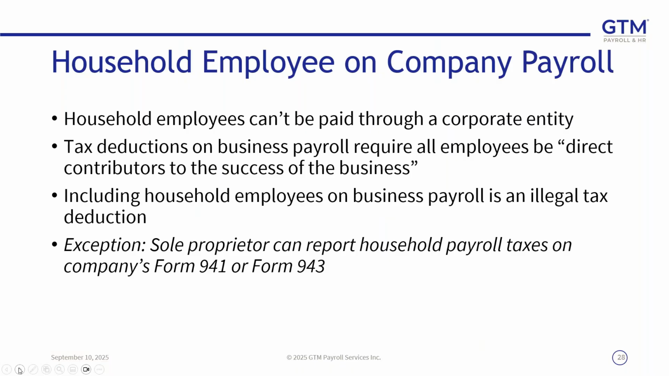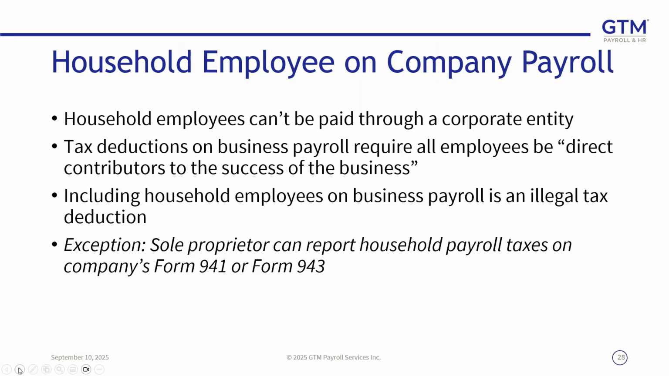So we mentioned earlier that families may try to classify their employees as independent contractors to avoid their tax obligations. Another way to avoid their responsibilities is to put a nanny or senior caregiver on company payroll, and this won't fly with the IRS either. It's considered an illegal tax deduction because all employees on business payroll must directly contribute to the business's success.